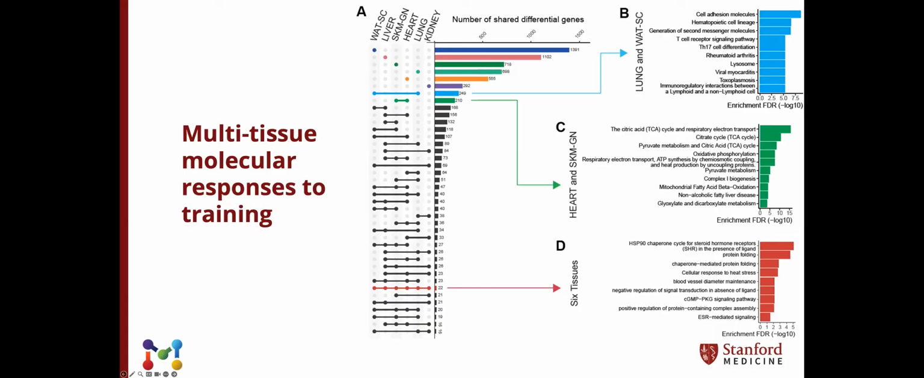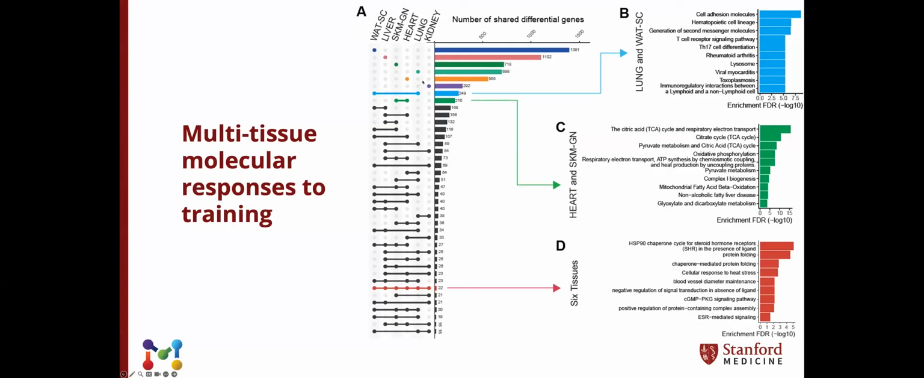And what we saw was that the majority, so this is a classic UpSet plot, the largest number of differential genes here was seen in the white adipose out of these tissues, and they were unique to white adipose. So the majority of the differential genes were specific to each tissue.